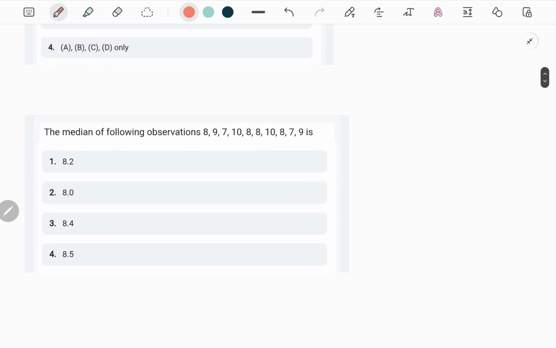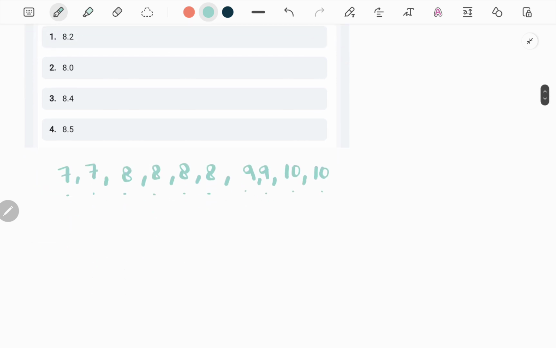Next up, we need to find the median for these observations. So, let's first arrange this data into ascending order. Starting off with 7, 7, then 8 four times, then we have 9 two times, and then we have 10 two times. So the number of observations that we have is 1, 2, 3, 4, 5, 6, 7, 8, 9 and 10, which is an even number of observations.